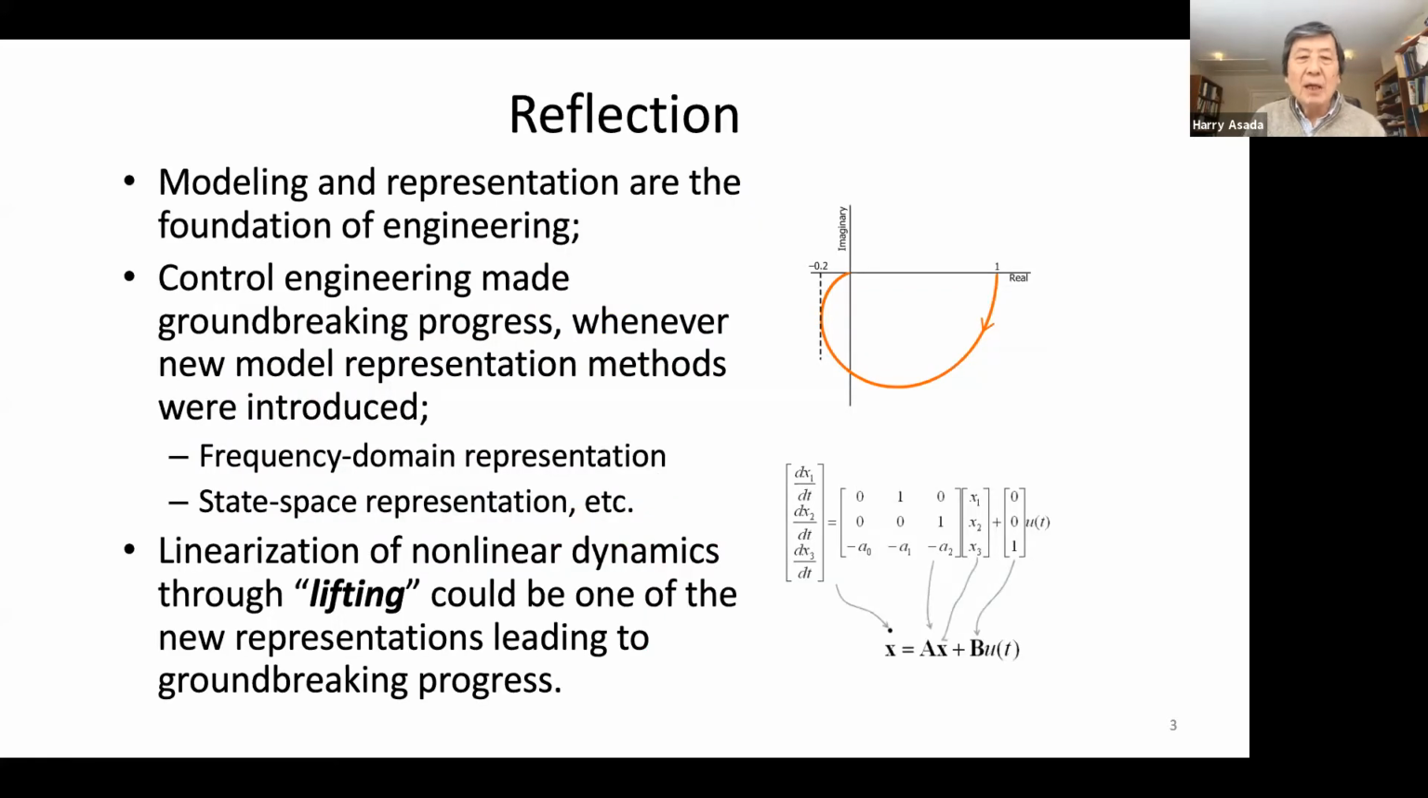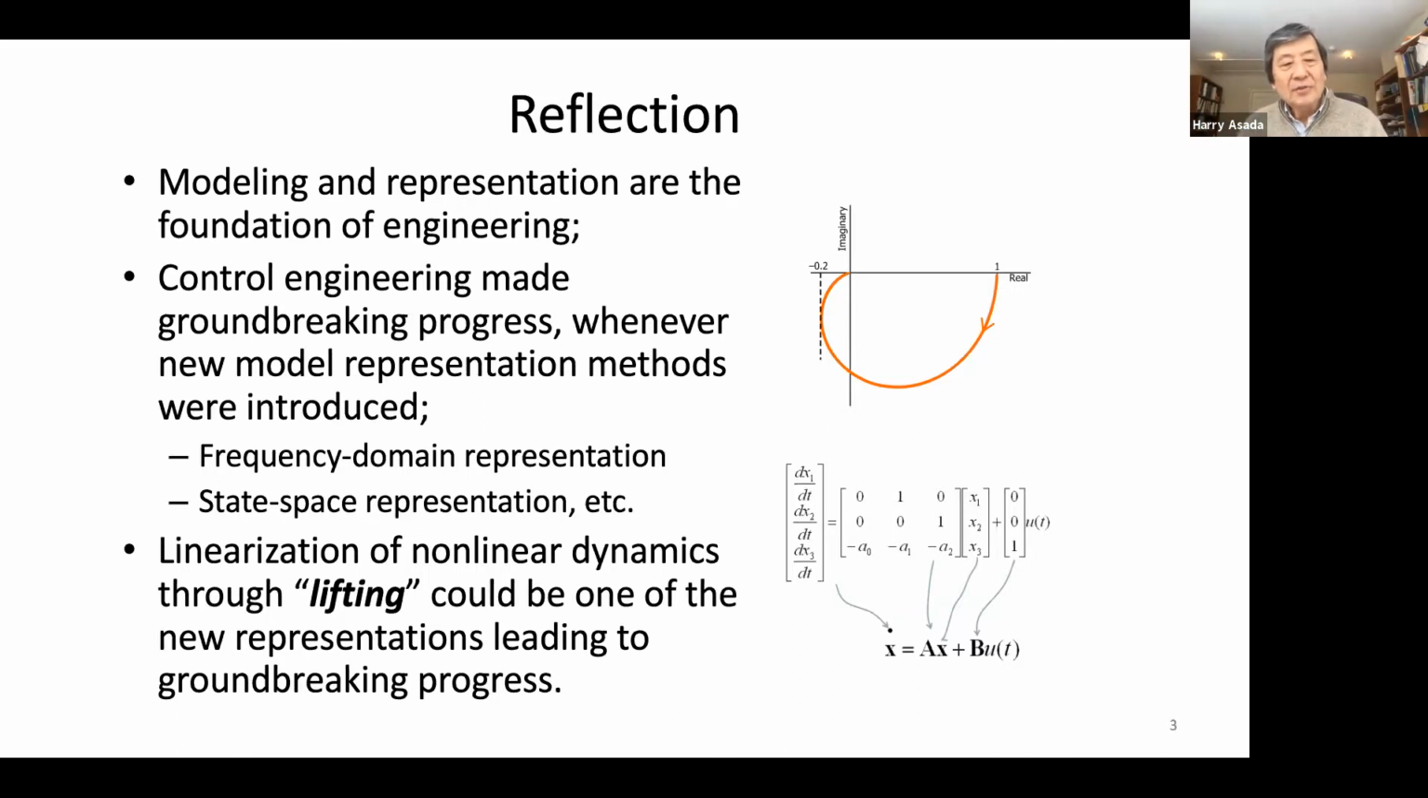So now, some reflections, looking at the history of all engineering and then control engineering in particular. Obviously, modeling and representation are the foundations of engineering. First, you must be able to represent, right? That's actually important, not just for pattern analysis, but for computational analysis. Modeling and representation is a cornerstone.